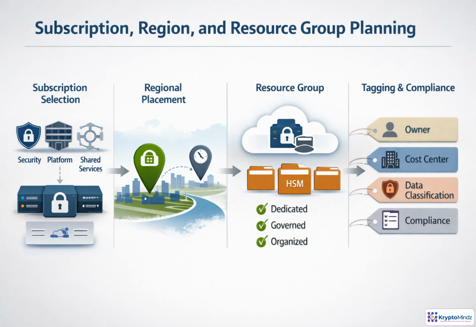Managed HSM planning comes down to 4 connected decisions. Pick a subscription that aligns with who owns security and platform services, so control and auditing are clear. Place HSMs in regions close to the workloads they protect, balancing latency with regulatory requirements. Isolate them in dedicated, well-governed resource groups, and rely on consistent tagging so ownership, environment, data sensitivity, and compliance scope are always obvious.